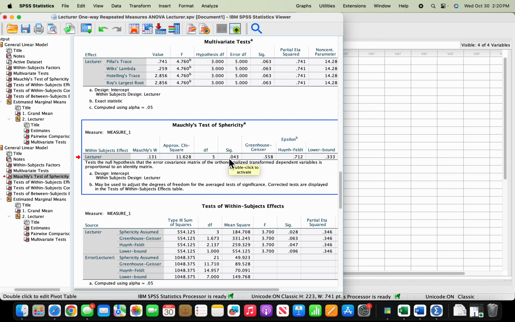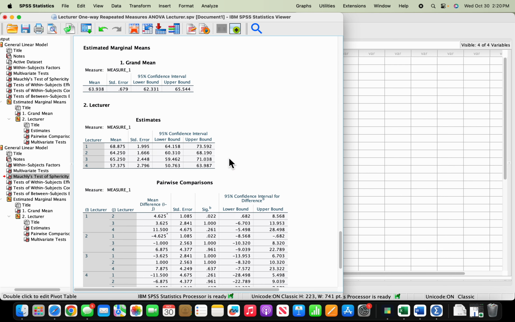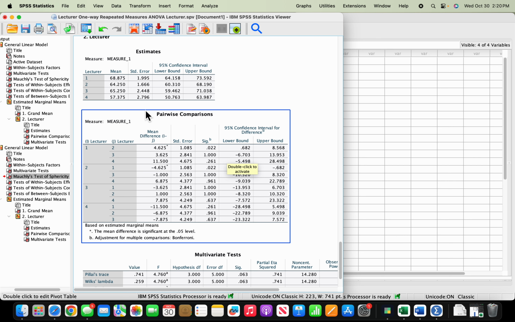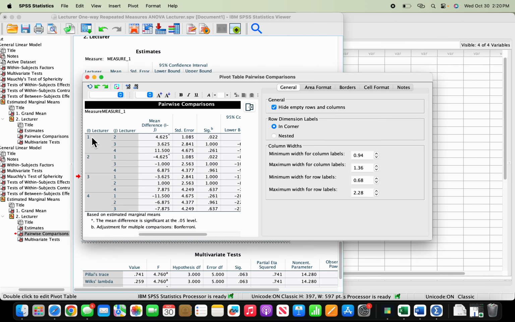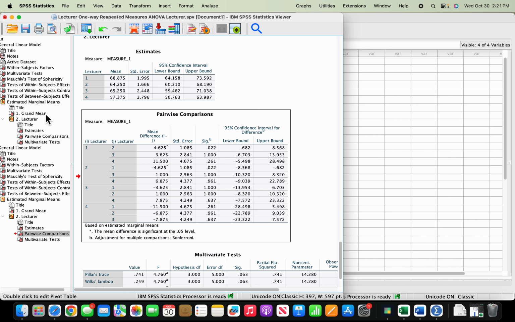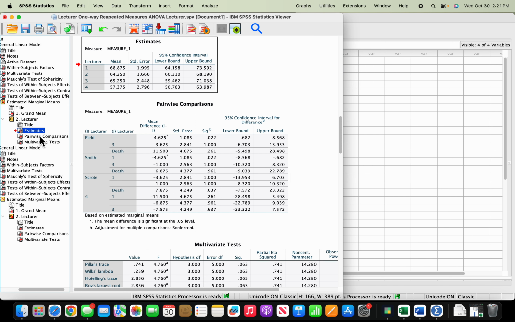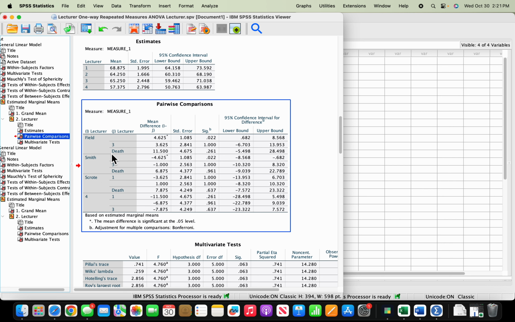It's basically just stating that one professor has a significant difference between the two. To make this easier, you can name these if you so please. Like, you can change this and make it say Field is the first one, and then the second one, and then scroll, and then Death if you want to, which I actually did up here.